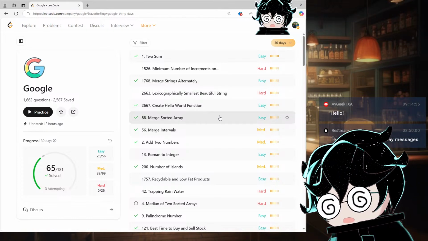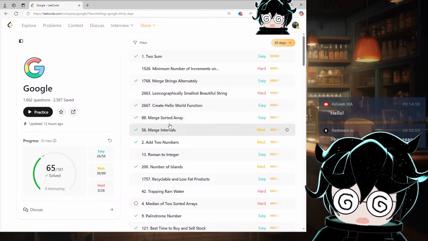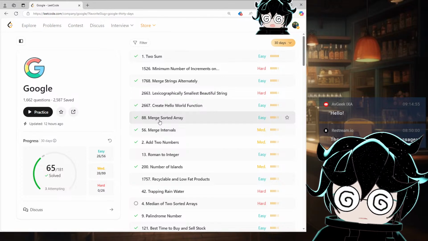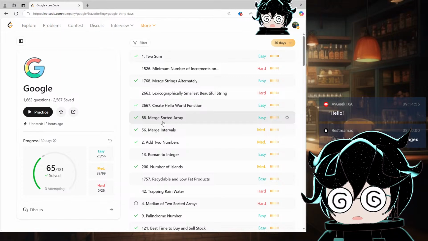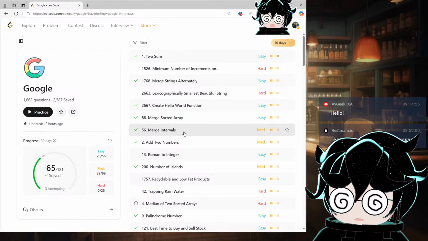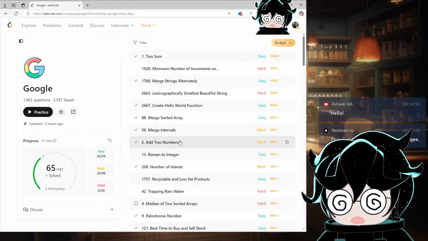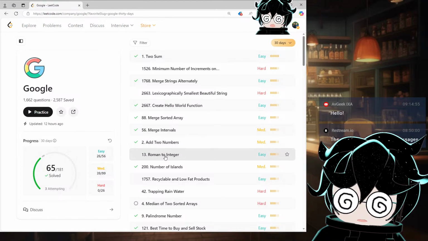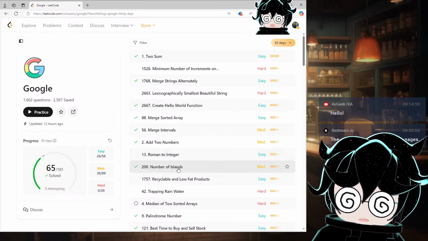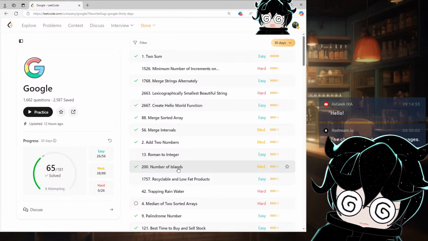Merge sorted array we did. That was easy. Just go backwards. Keep picking the biggest element from each list using 2 pointers and moving the pointers. Merge intervals, we just did that. Add 2 numbers, we did that multiple times. The carryover is just really hard. Roman to integer, I think we did. Number of islands we did.